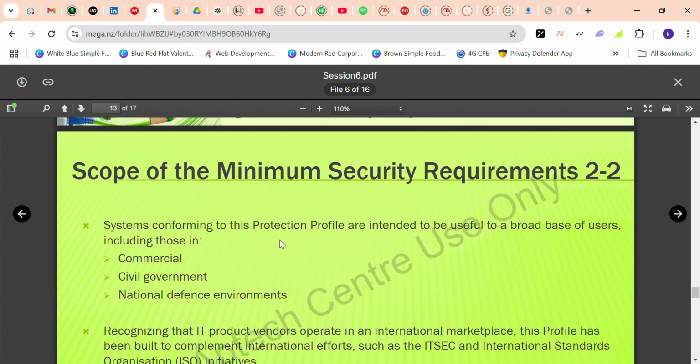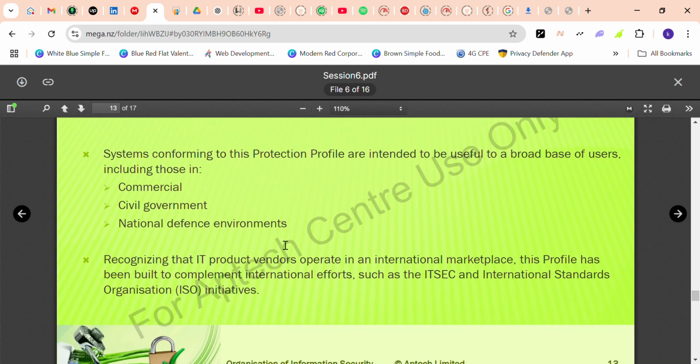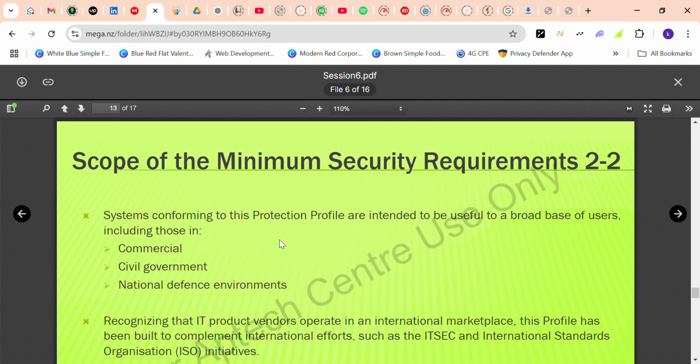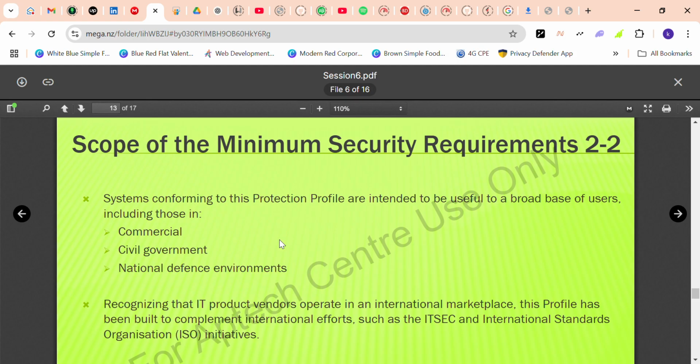And then systems conforming to this protection profile are intended to be useful to a broad base of users, including commercial, civil government, and national defense environments. Recognizing that IT vendors operate in an international marketplace, this profile has been built to complement international efforts such as the IT security initiative of the International Organization for Standardization, ISO. These are what have been implemented, which we have to follow as the standard.